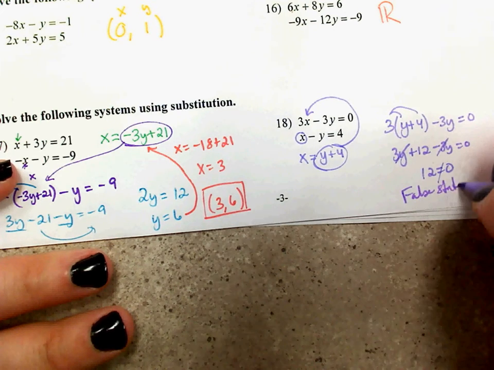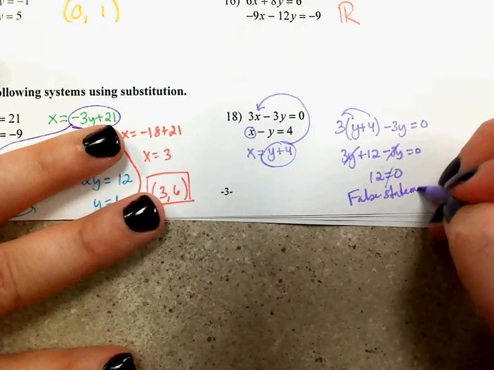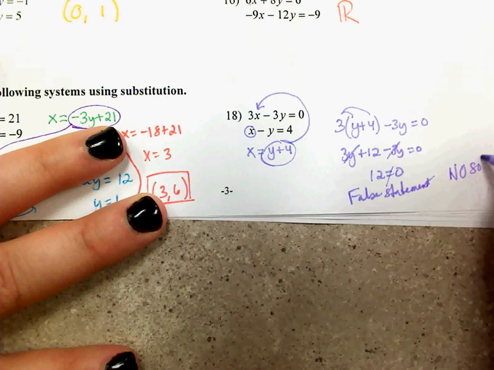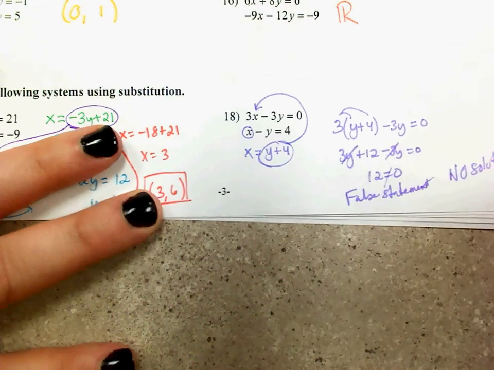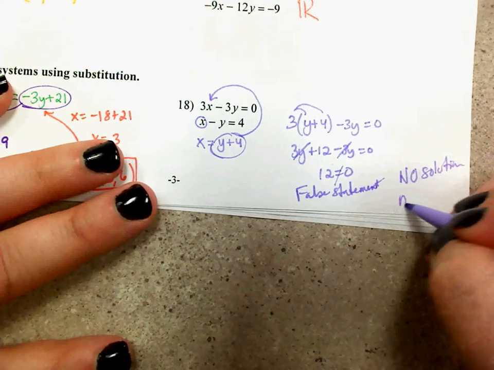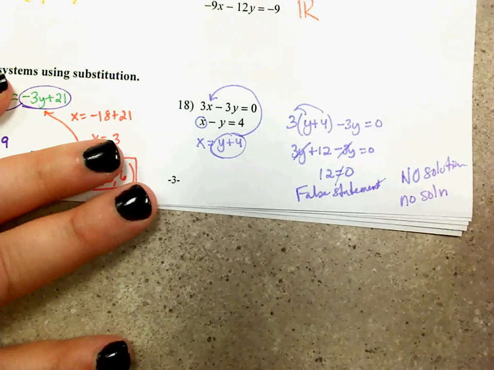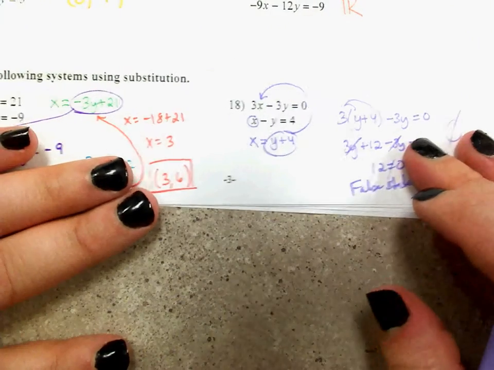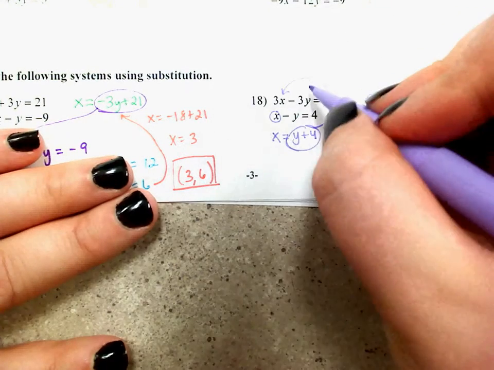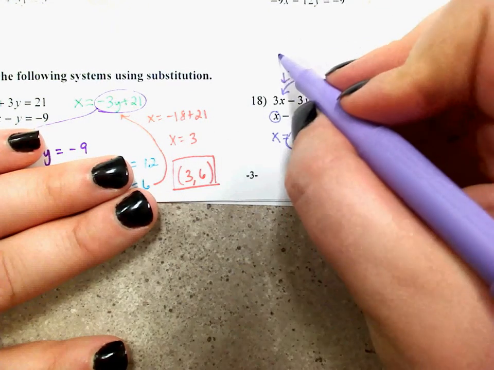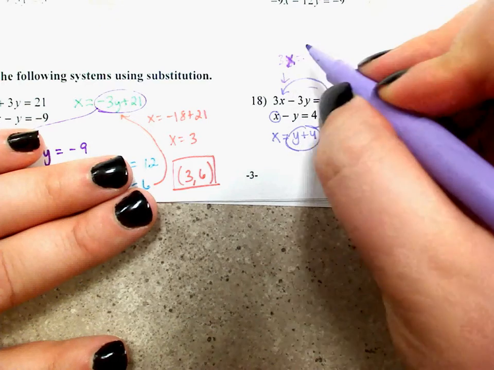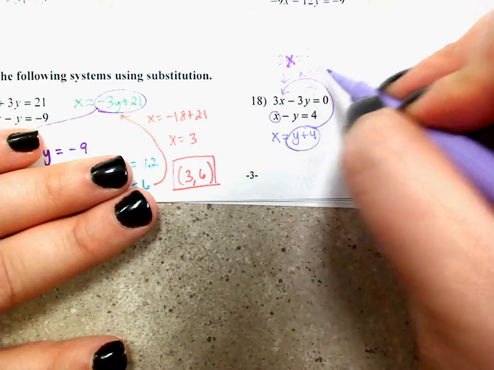I tend to write it out, or a lot of people like to do that. It doesn't really matter. If you had solved for x right here, if you said 3x equals, you add 3y, and you get x equals y. If you had done that, then you could have replaced x with y in the second equation. y minus y is 0 equals 4. 0 does not equal 4. Either way, you're going to get that this is a false statement.